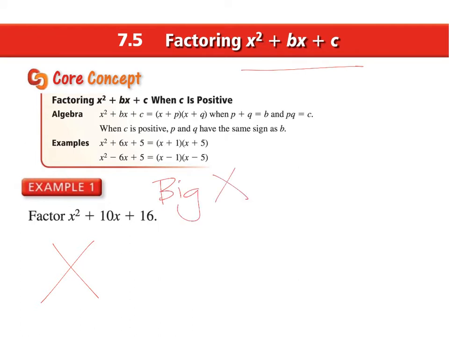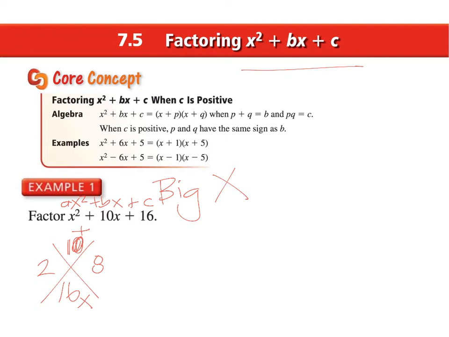And here I have ax squared plus bx plus c. My b value I put on the top, 10. My c value I put on the bottom, 16. I need to find two numbers that add up to 10 but multiply to give me 16. What two numbers are those? 2 and 8.